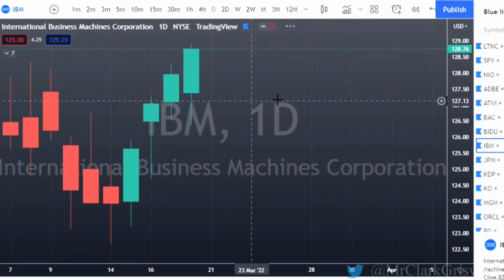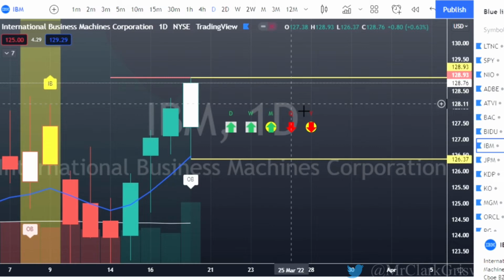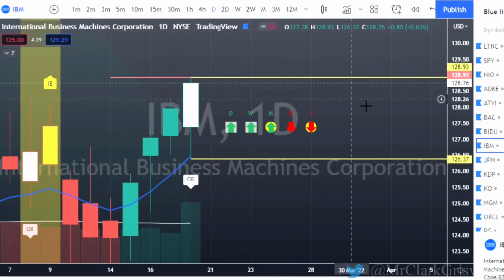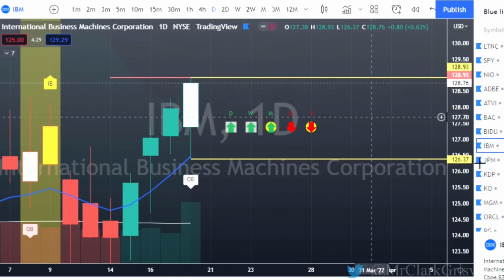IBM had an outside bar, so we can take calls at 128.93, puts at 126.37. We also have a trigger up top on the weekly.